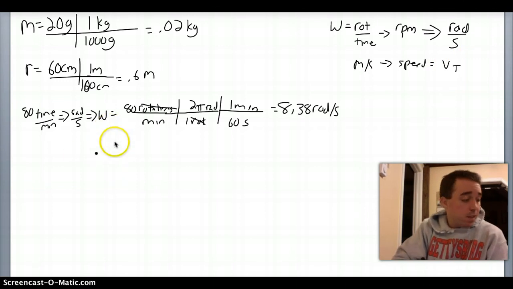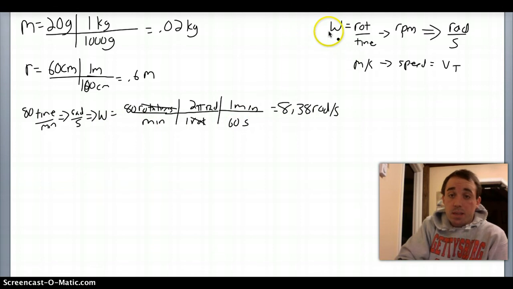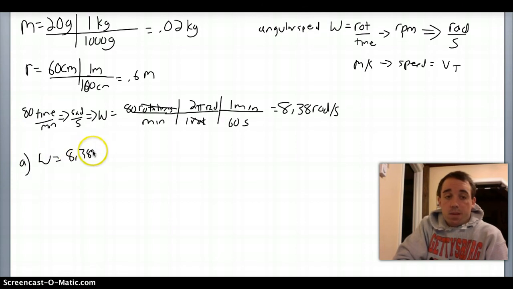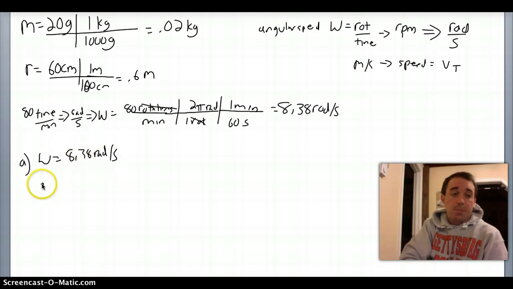So we've got to find the angular speed. Well, angular speed is omega. So I have done that with omega for part A. Omega equals 8.38 radians per second.